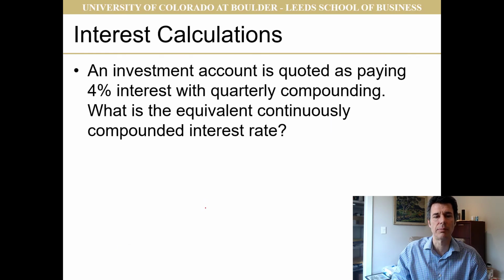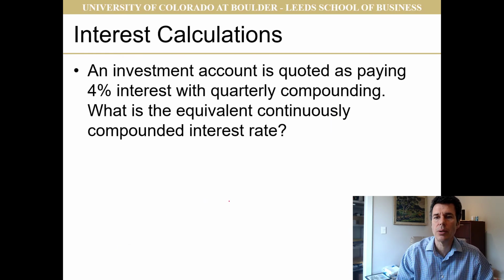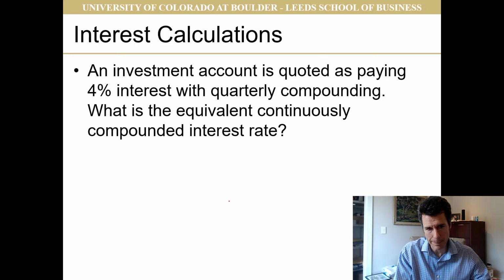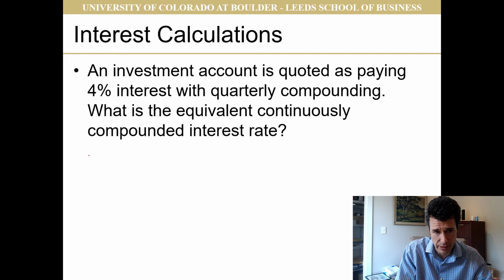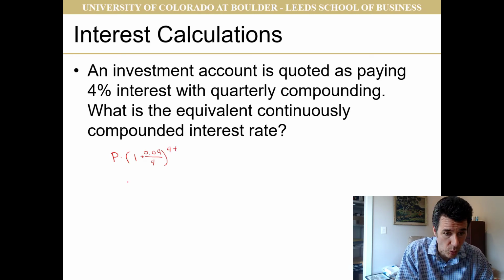All right, our last problem. An investment account is quoted as paying 4% interest with quarterly compounding. What is the equivalent continuously compounded interest rate? All right, so this investment account, if we put some money into this account, let's call that P, we are going to end up with, quarterly compounded, P times 1 plus 0.04 divided by 4 to the power 4t. That's how much money we'll end up with with quarterly compounding.